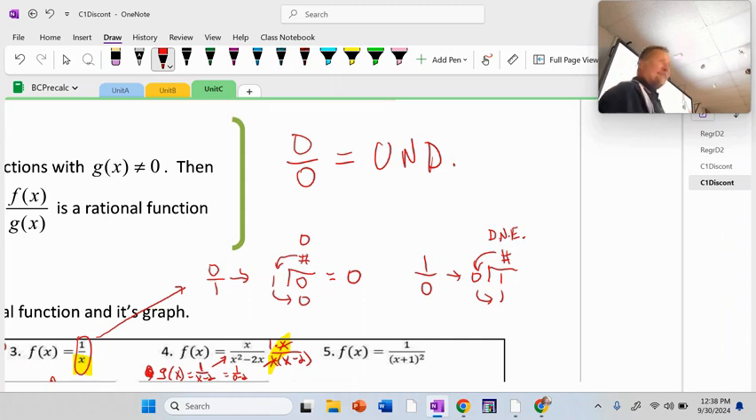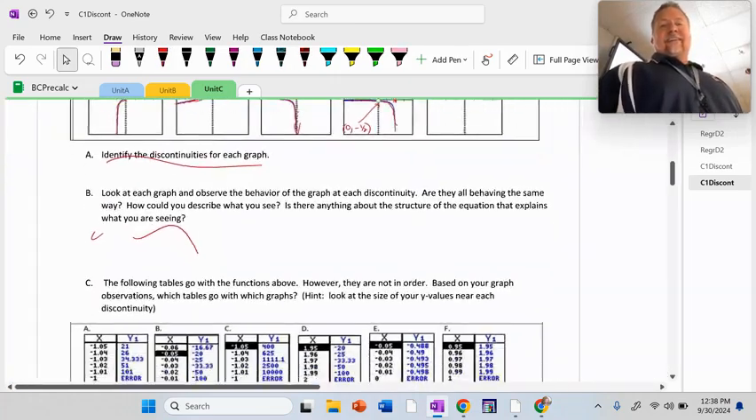I do want to see what Photomath does now. Oh, these kids.